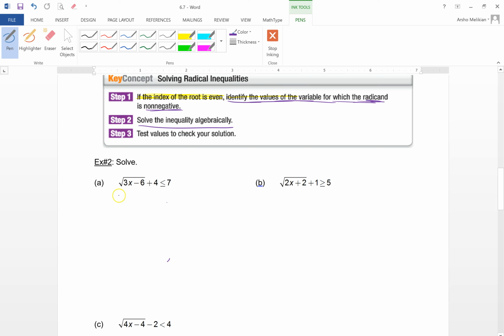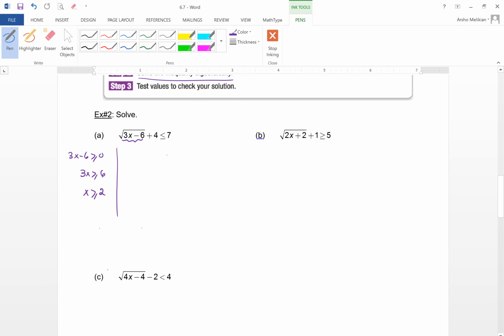All right, so we split this down the middle. So first I take the stuff inside the root, and I want to make sure that that's always greater than or equal to 0, non-negative. So I say 3x minus 6 is greater than or equal to 0. So 3x is greater than or equal to 6, and x is greater than or equal to 2. And I just sort of let that hang out there for a little bit.